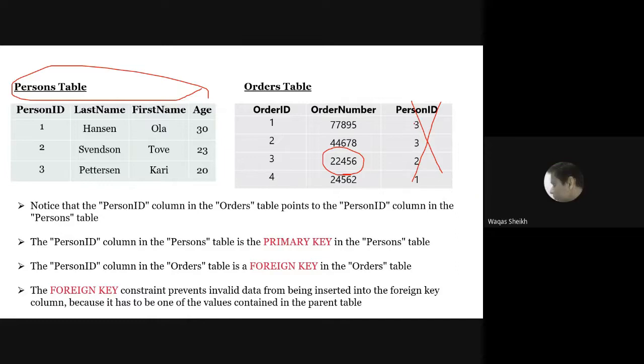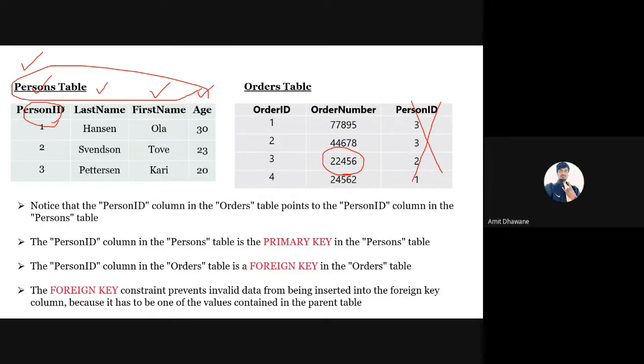Okay. Now tell me, what is the primary key in this table? The primary key is person ID. What is a primary key? The primary key is the column which uniquely identifies each and every row. Now, two people can have the same last name, two people can have the same first name, two people can have the same age, but two people cannot have the same person ID. So this is the primary key, correct?